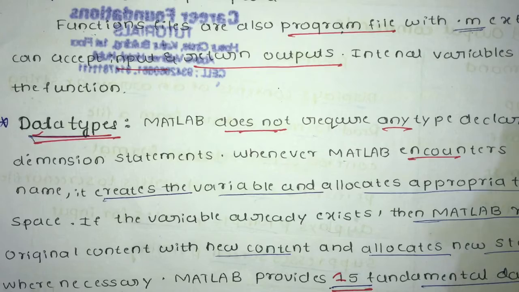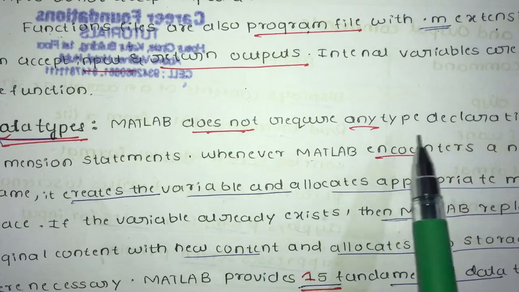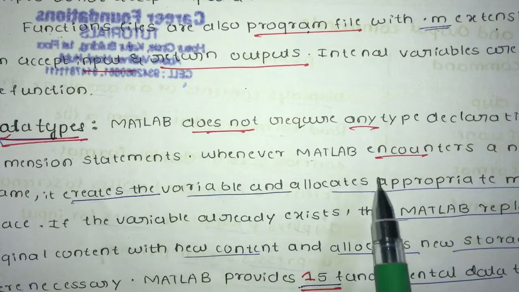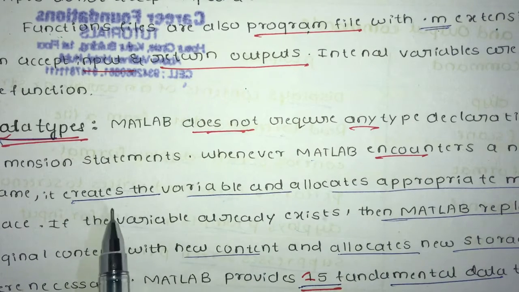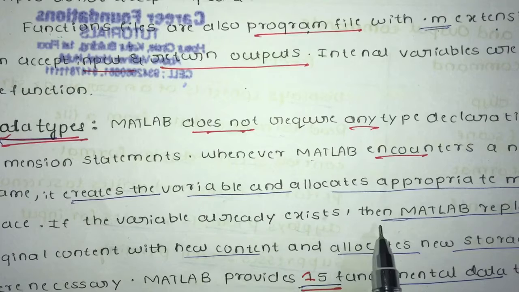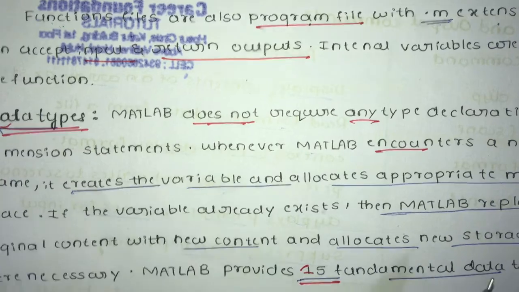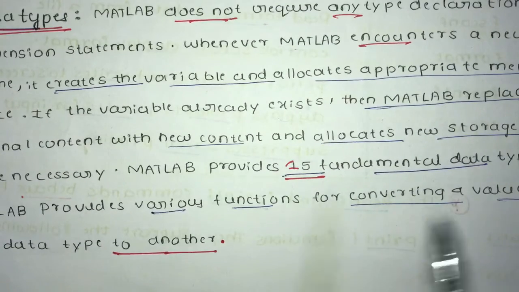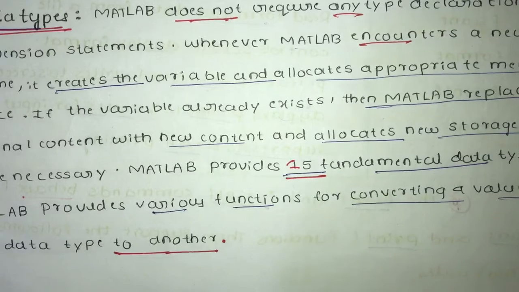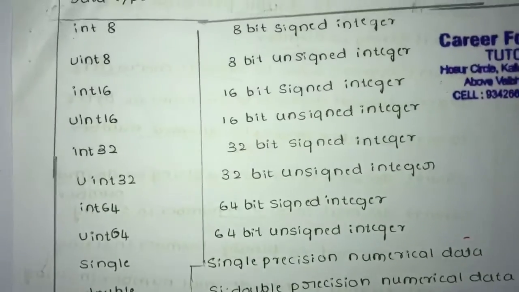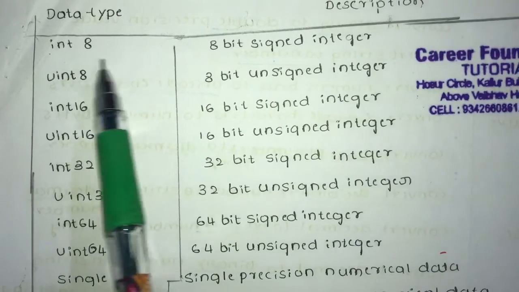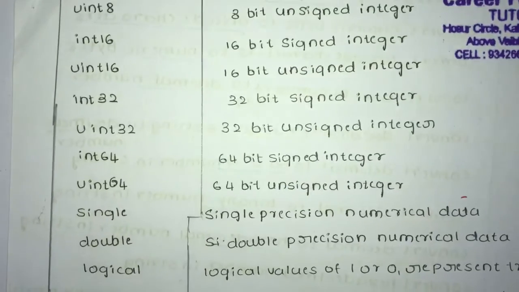Next we have our data types. As we know, MATLAB does not require any type declaration or dimension statements. Whenever it encounters a new variable name, it creates the variable and allocates the appropriate memory. If the variable already exists, then MATLAB replaces the original content with the new content and allocates new space. MATLAB provides 15 fundamental data types, and various functions for converting values from one data type to another. This is the list of data types, such as int8, uint8, and so on.